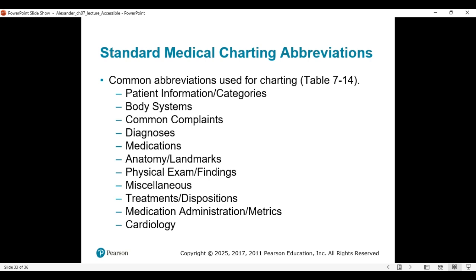We use some common abbreviations for charting. We can use them for patient information and categories. We can use abbreviations for body systems, common complaints, diagnoses, medications, anatomy and landmarks, physical exam findings. We can use them for miscellaneous stuff, for treatment, for medication administration, and cardiology. And that's in your book on table 7-14, some commonly used abbreviations.